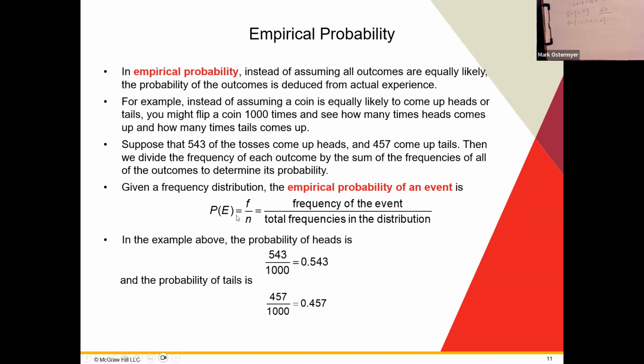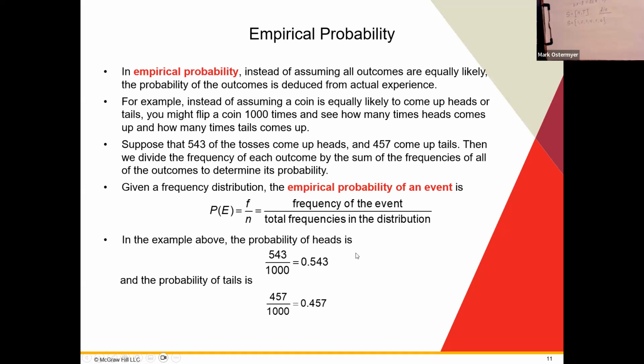So the probability of an event surrounding this particular weight, which appears to be an unfair coin, the probability of event E occurring is going to be equal to the frequency of the number of times event E does occur in n total trials of maybe flipping that coin.